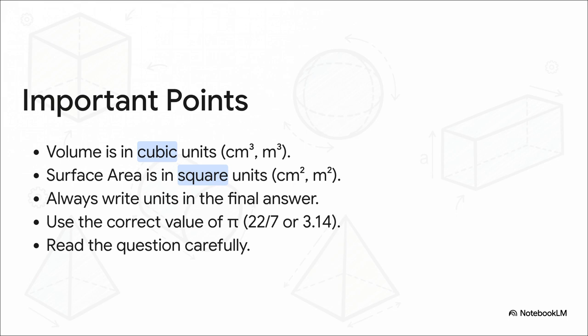Also, double-check if the question specifies a value for pi, like 22/7 or 3.14, and use that one. And maybe most importantly, read the question carefully. Make sure you know if it's asking for volume, total surface area, or maybe just lateral surface area before you even pick a formula.